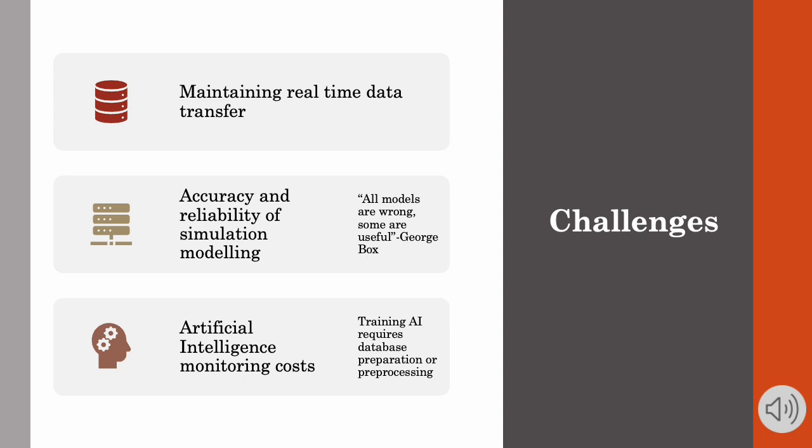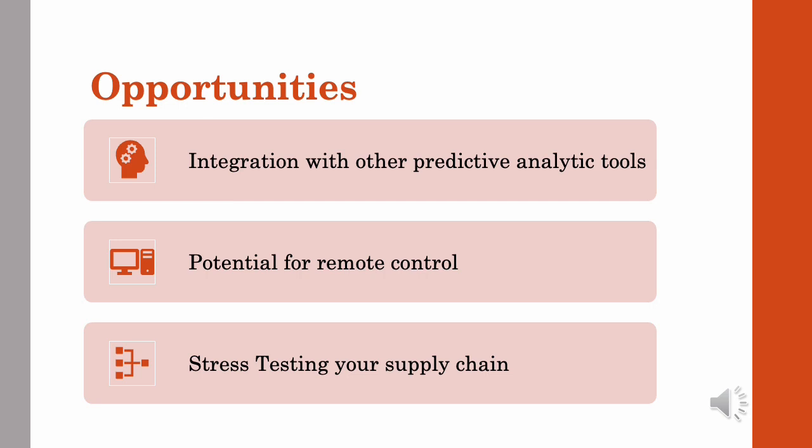This also translates into challenges ensuring the accuracy and reliability of the simulation modeling. We know that if you put garbage in, you get garbage out, and the model is only as accurate as the information going into it, and only as helpful as the analysis of it. Lastly, training artificial intelligence requires significant database preparation or pre-processing, which has significant costs and can be a significant upfront cost for a business.